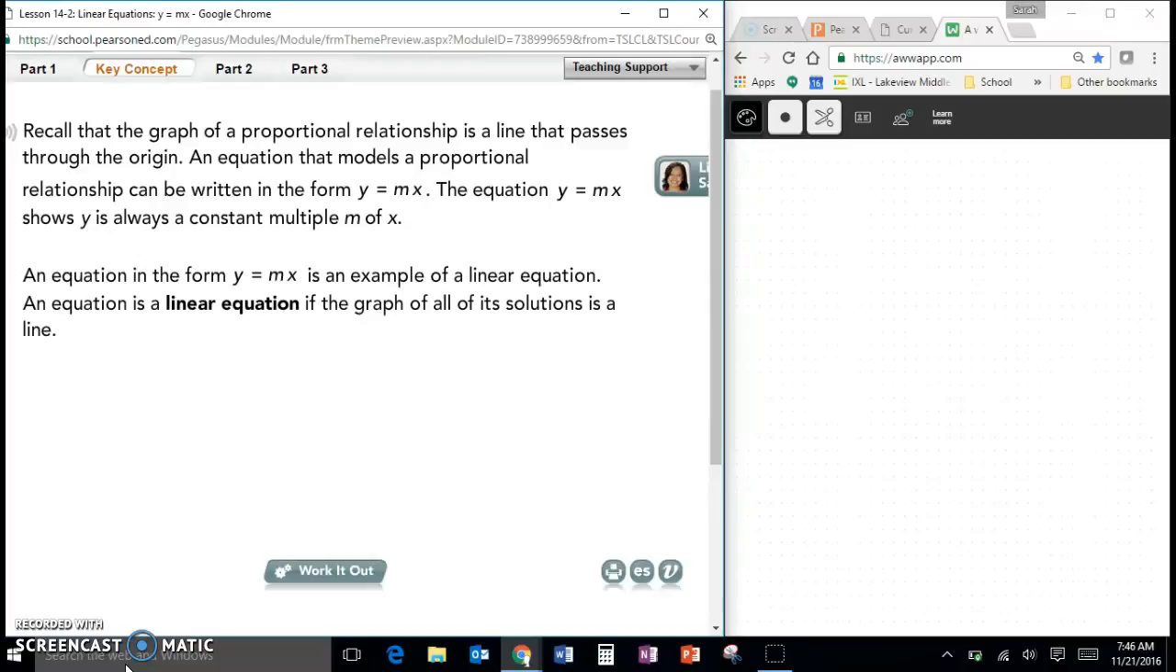And actually, a linear equation does not always have to go through the origin. It can be a straight line through another point as well. So it doesn't have to be proportional, but as long as it makes a straight line, it's considered a linear equation.